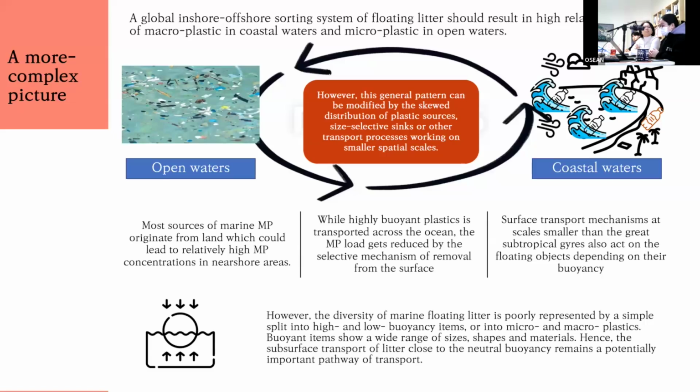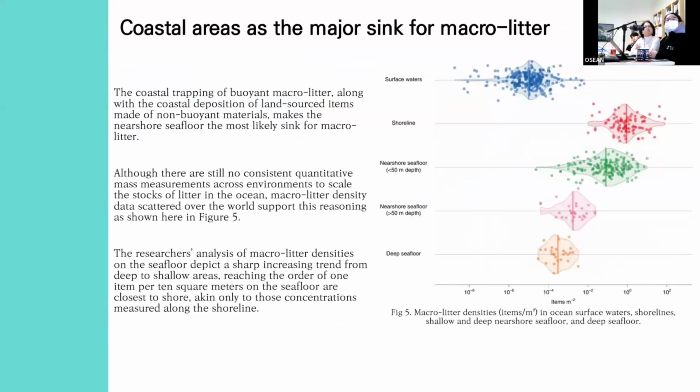Considering that buoyant items show a wide range of sizes, shapes, and materials, the subsurface transport of litter close to the neutral buoyancy remains a potentially important pathway of transport. Coastal areas are the major sink for macrolitter: the coastal trapping of buoyant macrolitter, along with the coastal deposition of land-source items made of non-buoyant materials, makes the nearshore seafloor the most likely sink for macrolitter.